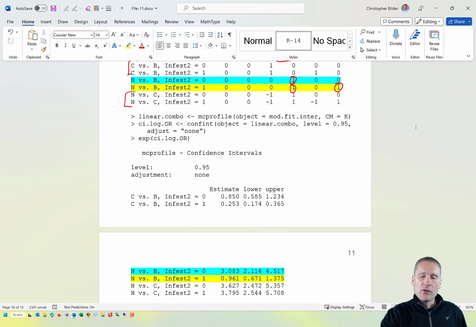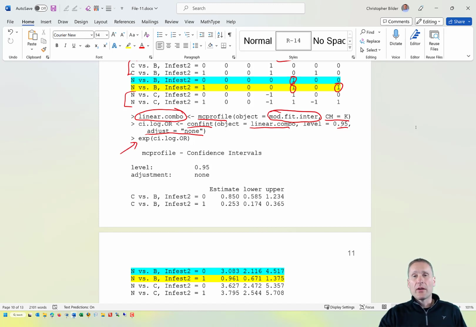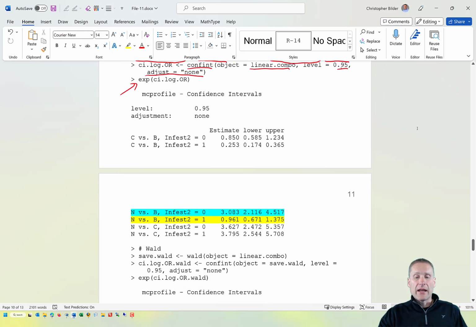I then use my mcprofile function with the resulting model fit from the interaction model. Here's my coefficient matrix. A whole bunch of negative 2 log lambda values are going to be generated and put into linear.combo. Then confint itself is going to take those to find the intervals that we need. Since I put linear.combo there, level 0.95, I'm not going to make any family-wise confidence level adjustments. Then I can use the exp function with those corresponding confidence intervals for the log odds ratios, and this is what I get.